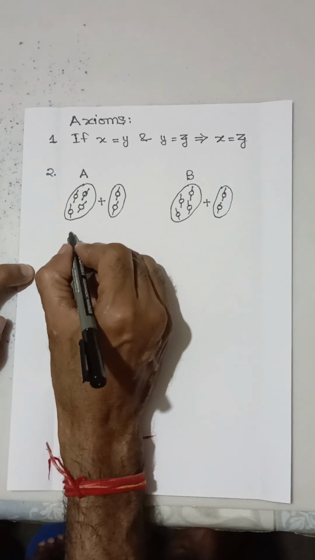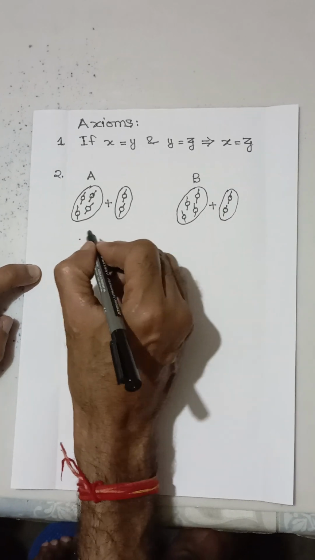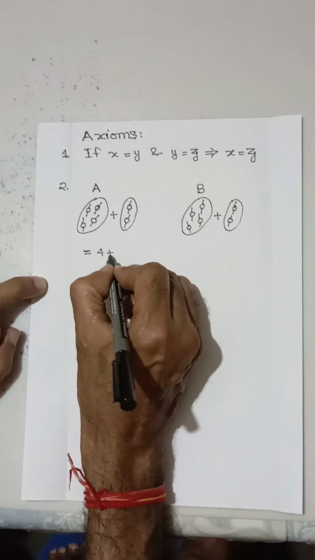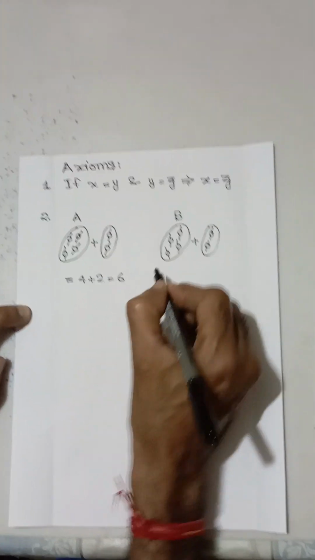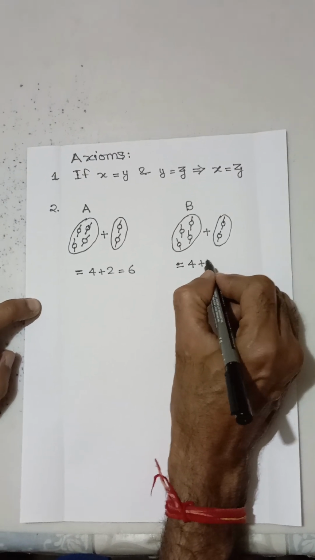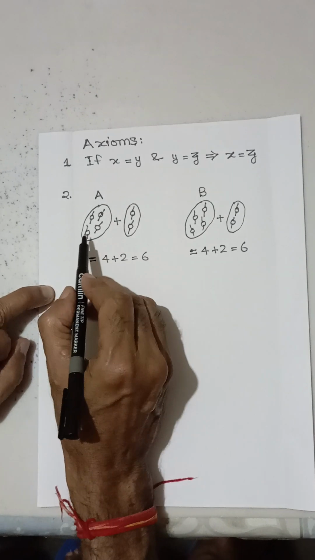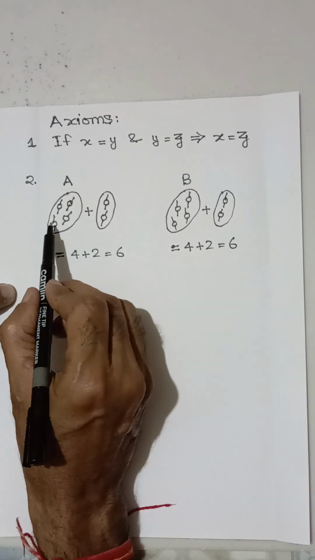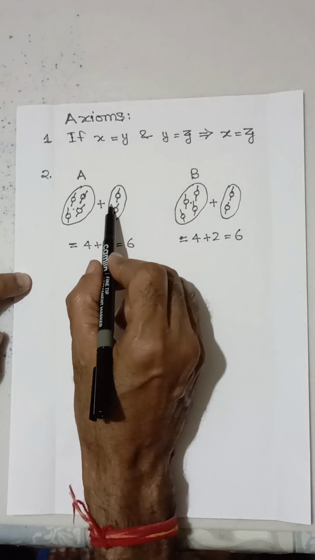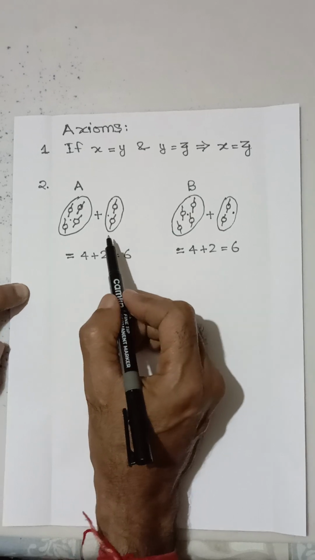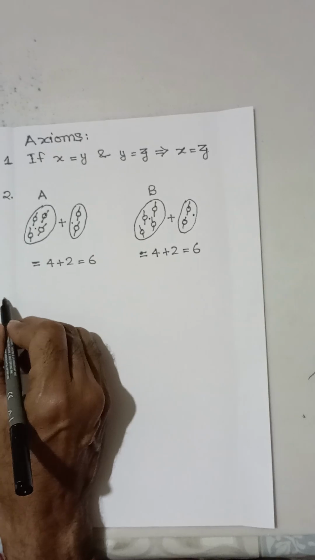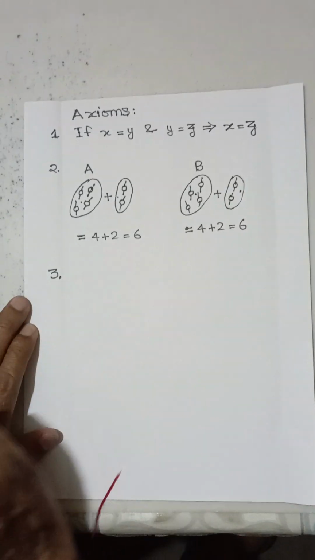Then the total number of toffees with A will be 4 plus 2 is equal to 6, and the total number of toffees with B will be 4 plus 2 is equal to 6. So this is the example of the second axiom, that if equals are added to equals, the wholes are equal. Now we'll come to the third axiom.